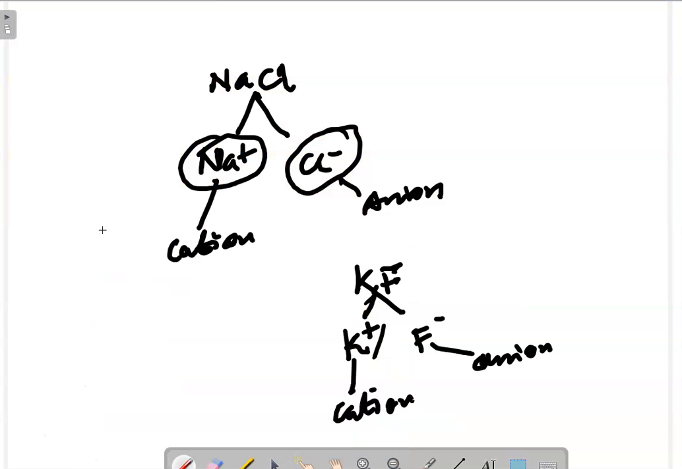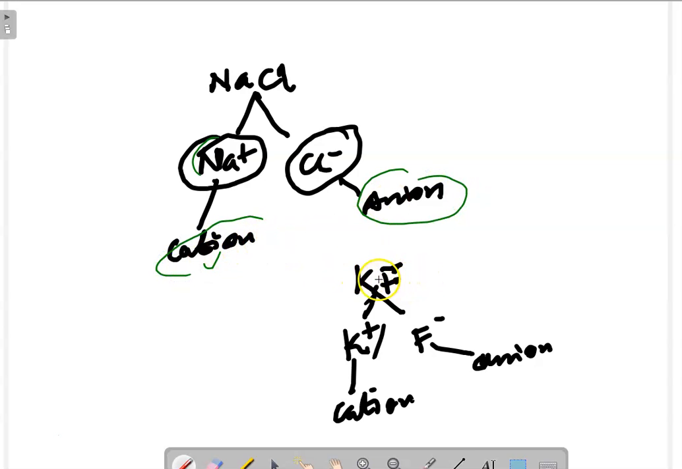For example, remember I said that the positive ion is cation and the negative ion is anion. If you take an ionic compound, like common sodium chloride, and dissolve it in water, sodium chloride is made up of sodium ion and chloride ion. So the positive sodium ion is the cation, and the negative chloride ion is the anion.